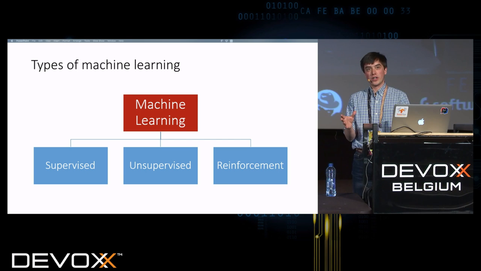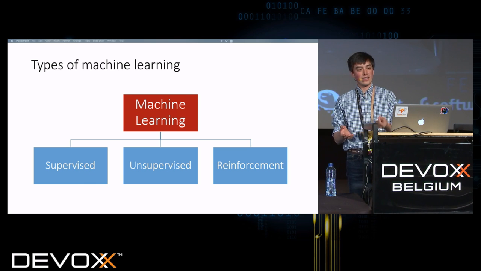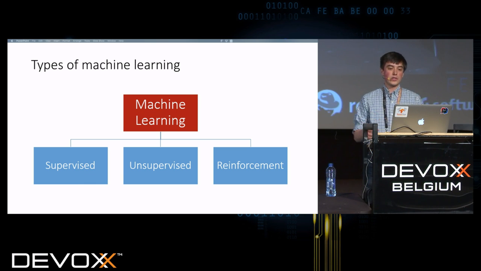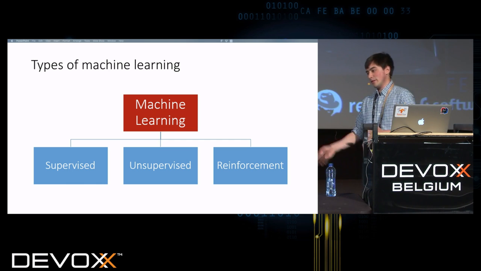And you're trying to learn a label for a novel item. So you have something you're training on, and then later on you receive something that's from the same population, you hope, and you try to assign a label to it given what you've learned about the training data. In unsupervised learning, you have no labels.